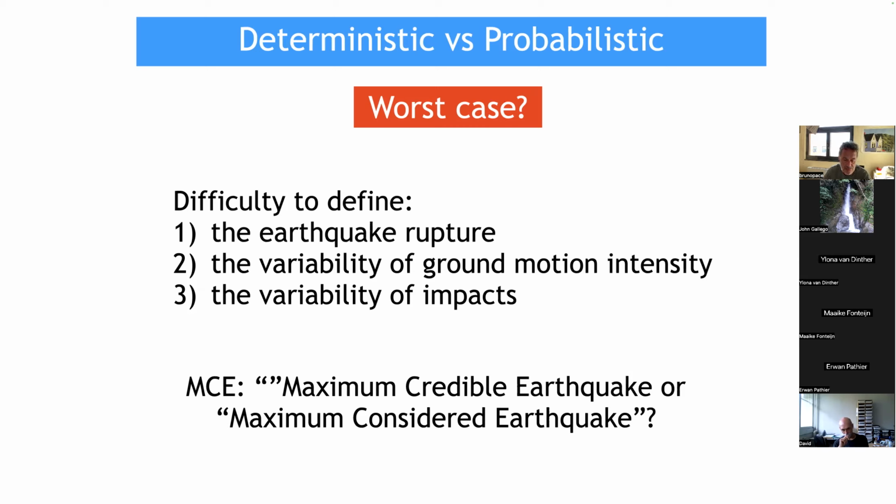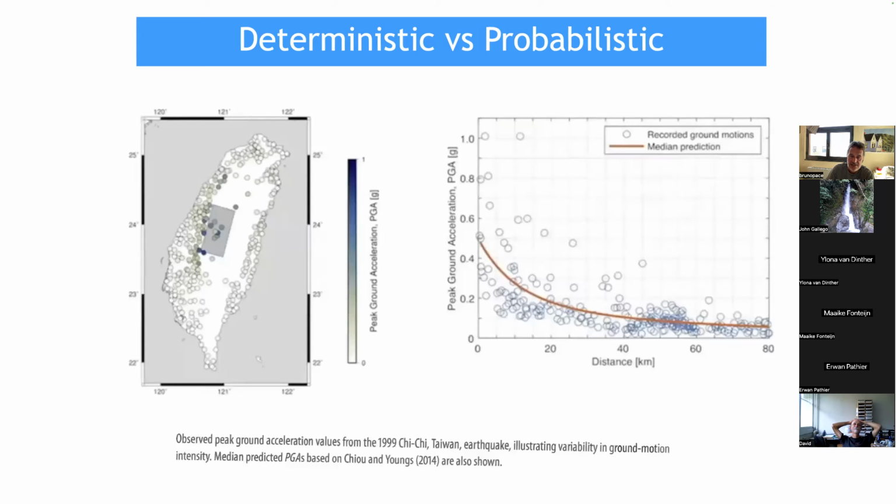important. Before, we called this reference earthquake the maximum credible earthquake. Now, in the last years, we more often call it the maximum considered earthquake, because it depends on the interest and on how we decide this reference earthquake.